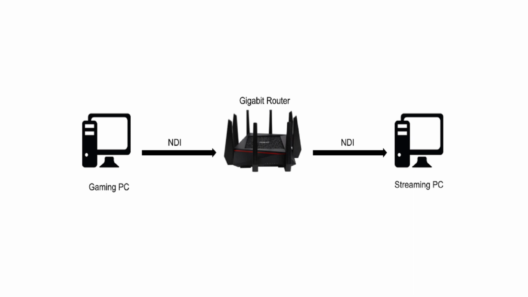But one really important thing is to make sure that both PCs are connected via Ethernet to a gigabit router. And don't ever do this via Wi-Fi. If you do this on a router that does not have enough bandwidth or via Wi-Fi, you'll get really choppy feeds and you'll have to lower the quality.